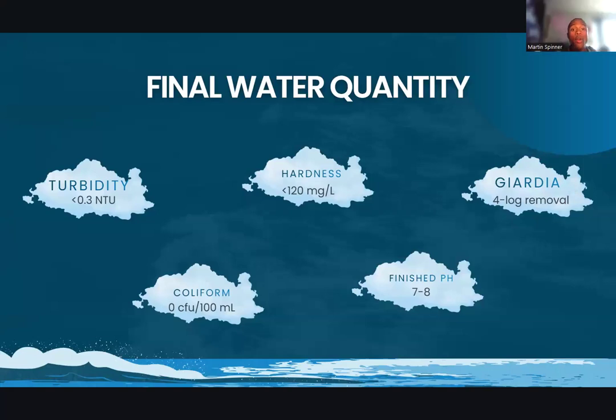And finally, our final water quality meets or exceeds all federal and state regulatory standards. Turbidity remains below 0.3 NTU. The hardness is reduced to the target level. The microbial safety is achieved through UV and chlorine. We also maintain a stable finish pH to minimize corrosion in the distribution system.